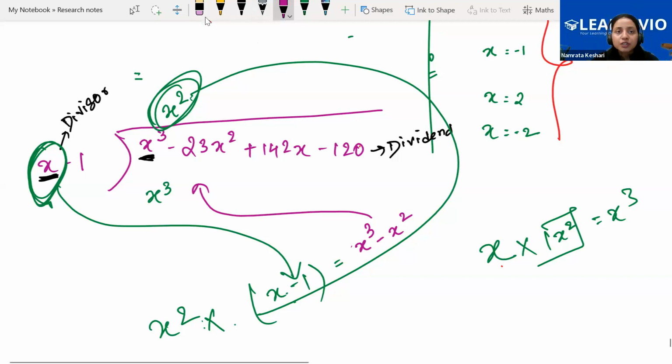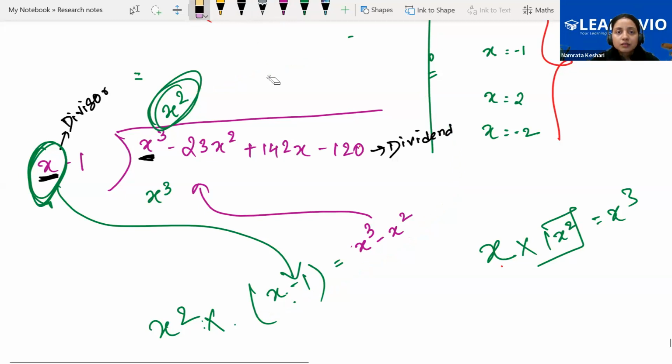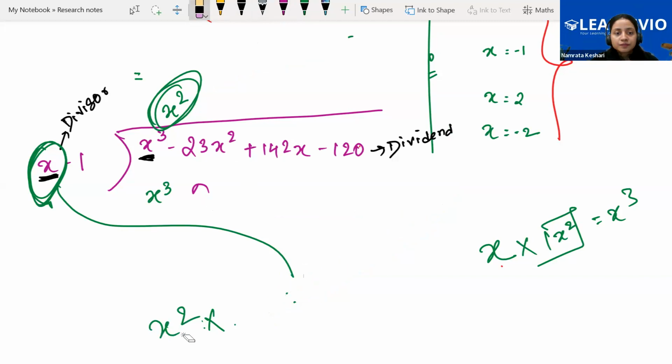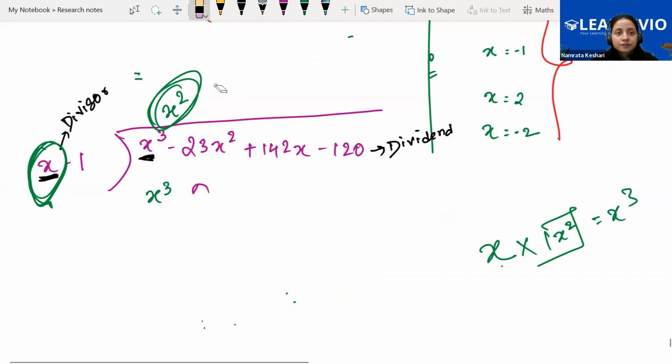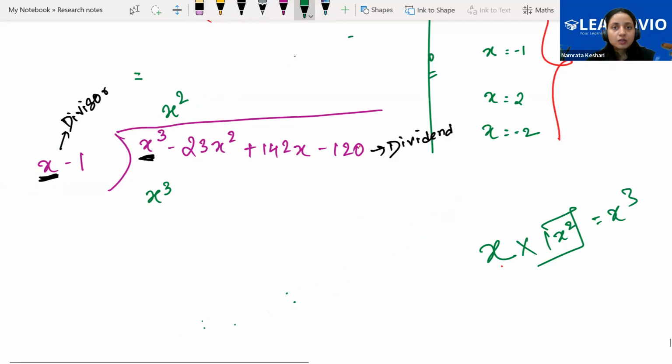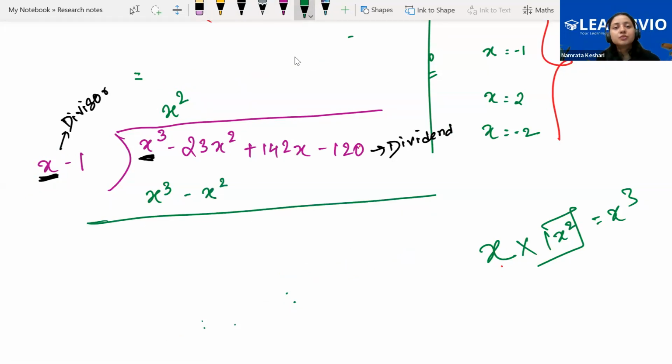Let me wipe everything from here and then it will be more clear to you. Again, I would repeat that our divisor is not just x, it is x minus 1. So whatever you have written in the quotient, you need to multiply with the complete divisor, and it is coming out as x cube minus x square. Any confusion so far?